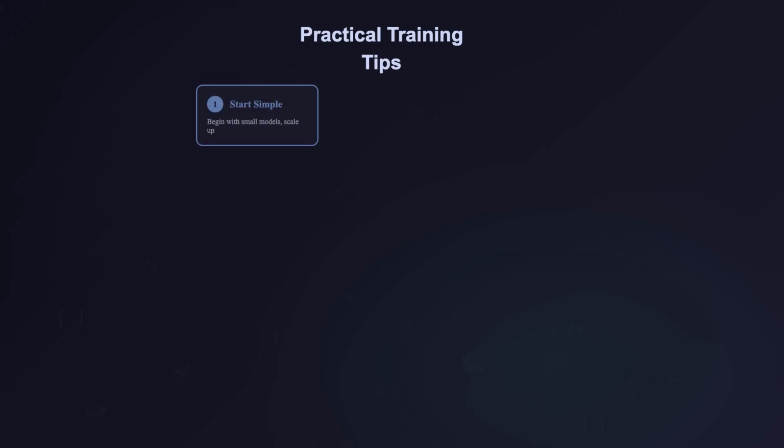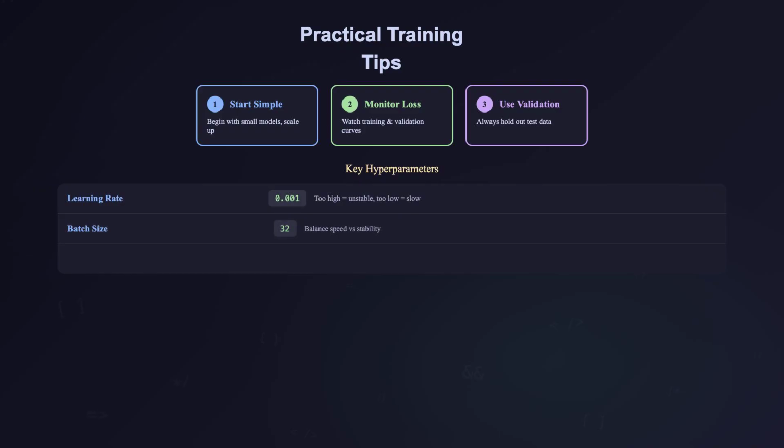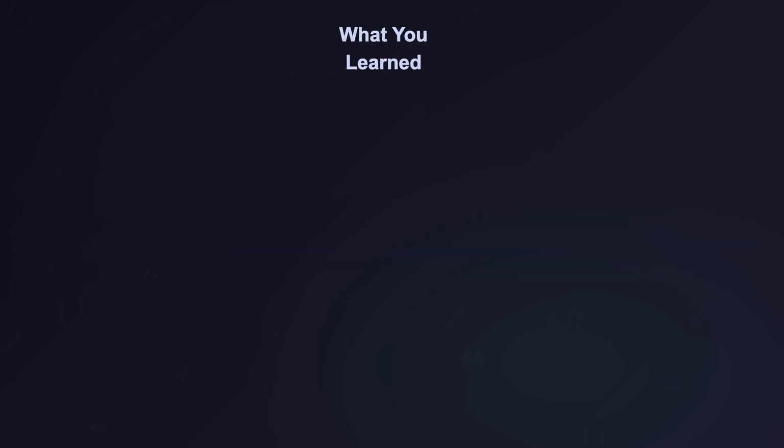Real world training involves a lot of practical decisions. Learning rate scheduling: start with a higher rate, decrease over time. Data augmentation: artificially expand training data by rotating images, adding noise. Transfer learning: start with weights from a pre-trained model instead of random initialization. Modern frameworks like PyTorch and TensorFlow handle the math for you. You define the model architecture, choose a loss function and optimizer, and the framework computes gradients and updates weights automatically. Understanding what's happening under the hood helps you debug problems and make better choices.